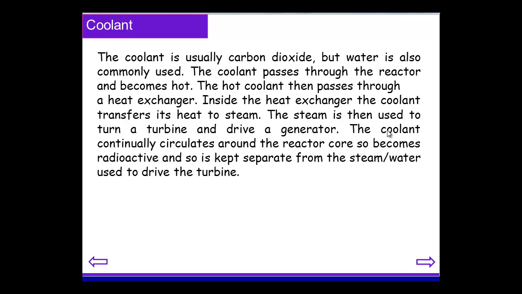And so what happens in the heat exchanger, the energy from the coolant is transferred to heat up steam, and then that steam goes into the turbine and drives the generator, much like any power station we've spoken about before. This coolant then circulates back into the reactor once it's cooled back down again and rotates around. Because it's in such close proximity with the reactor core, it often becomes radioactive. So that's why it's kept as a separate system.